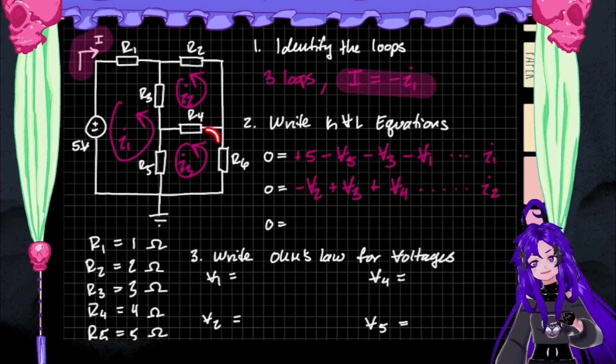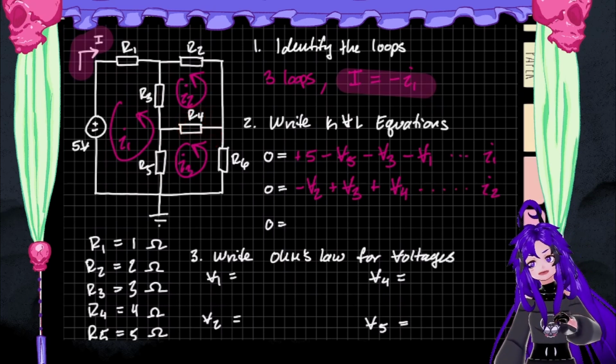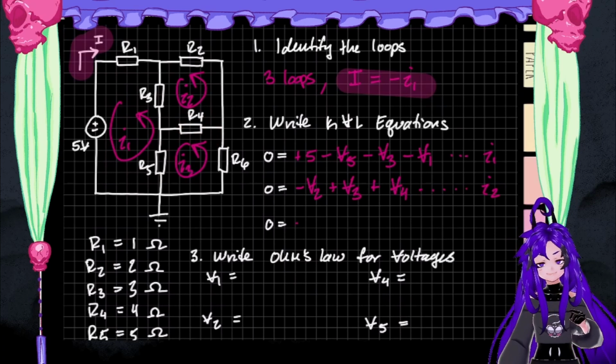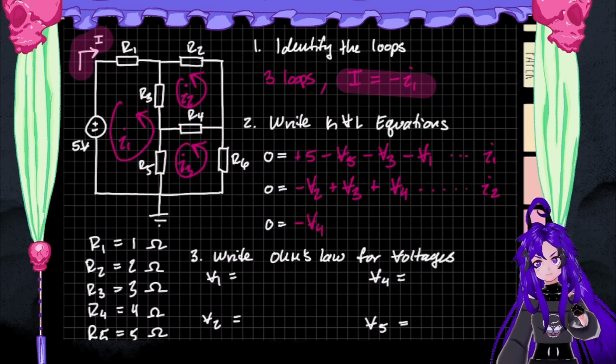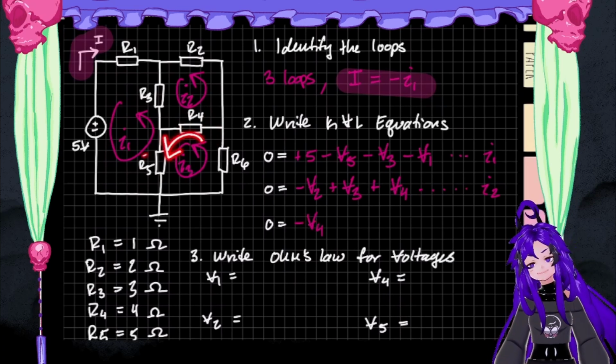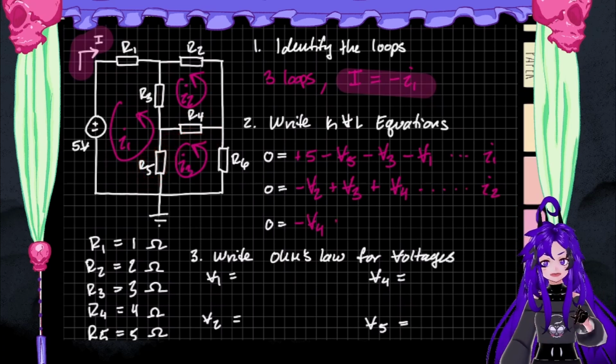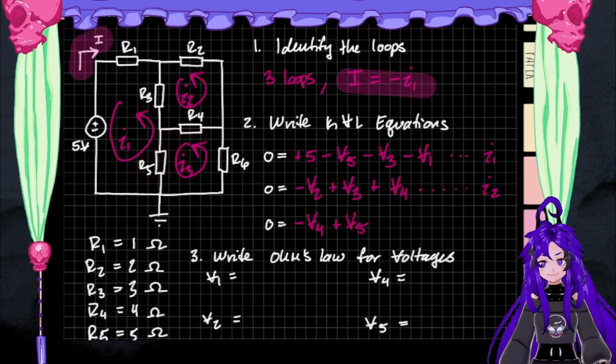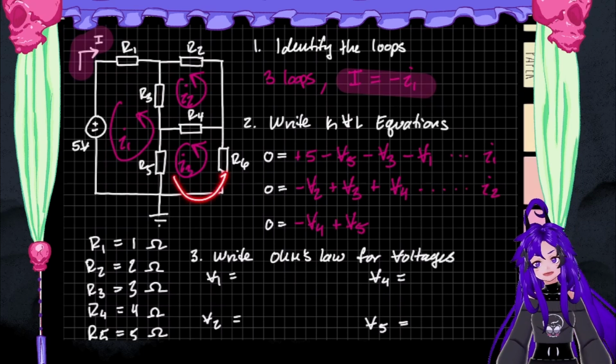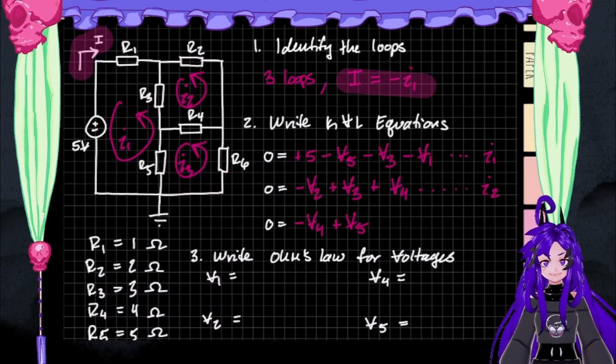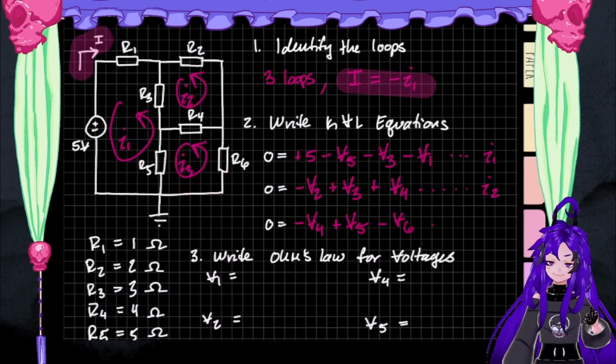Last one, we're going to go into the negative end of R4, so minus V4. Then we go down into the positive end of R5, so plus V5. And then we go into the negative end of R6, so minus V6, and that one is our I3 equation.